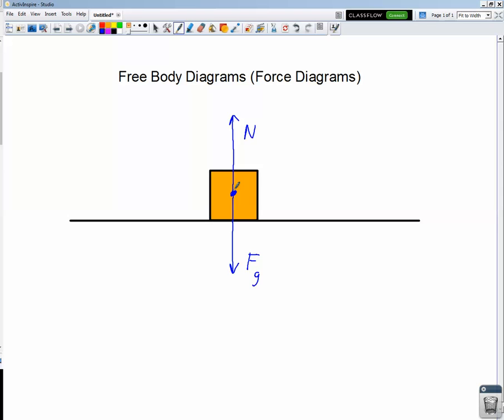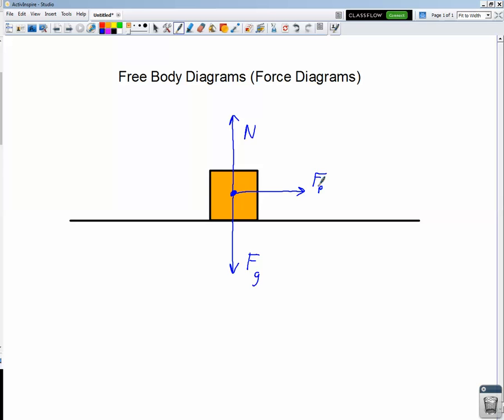Well, let's say that someone comes along and starts to push this block to the right, still in the absence of friction. Then I can add on another force here, F sub P, maybe for push force. Notice I'm not labeling any of my forces with the same label. You cannot do that unless the forces are the same.